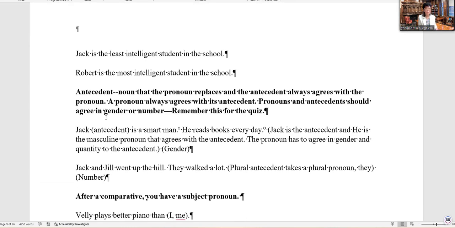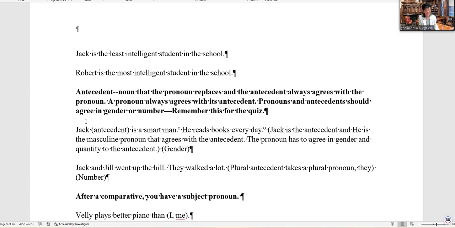And so what is an antecedent? First, do you understand the difference between a superlative and a comparative? What is the difference? A superlative is a group, like you're comparing them to a group, and the other one is just two different things. Good, okay. An antecedent.